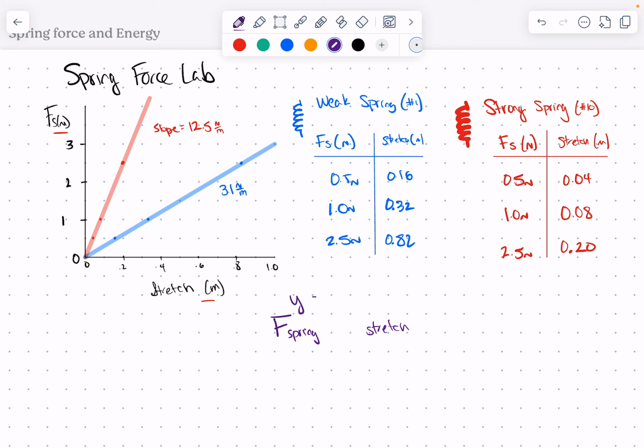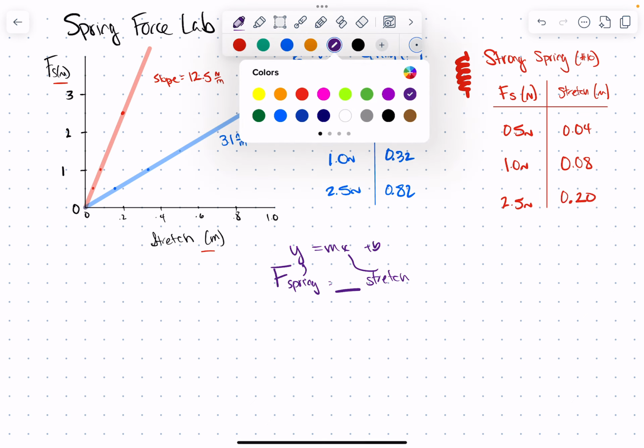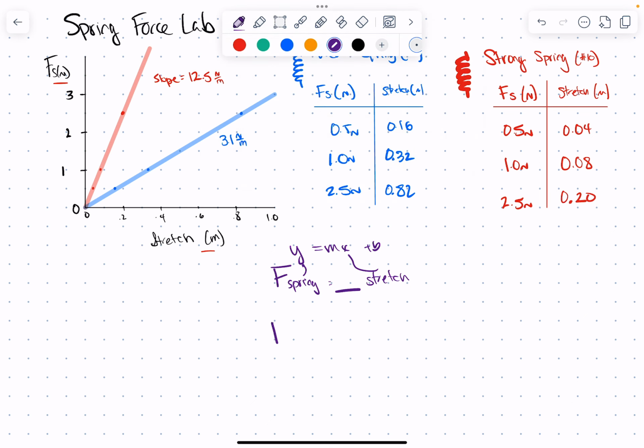And we will, of course, use y equals mx plus b as our form. Y is the force of the spring, and x is the stretch. And so now we just are looking at the slope. And the slope is something that is actually called the spring constant. So force of the spring is going to equal this slope, which is the spring constant, times the stretch.